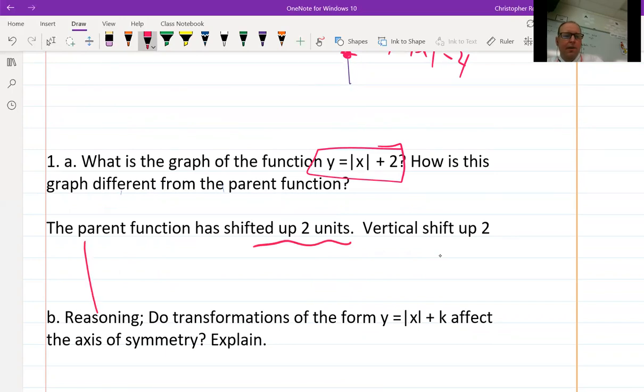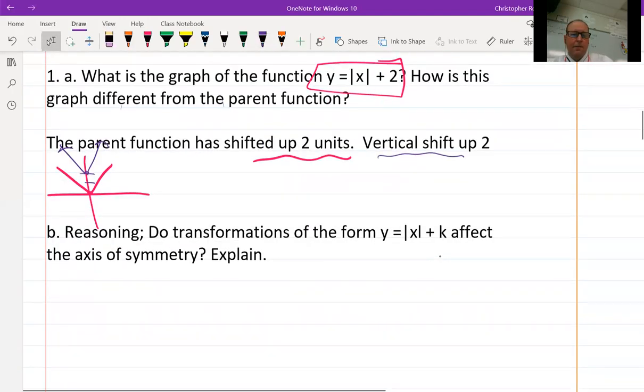Okay, so if we had the parent, and I'll switch color pens here, that means I go up 2, and then I put this one on here. So it's a vertical shift up 2. And that's how we talk about it. It's a vertical shift. Very academic in our language with it. We know it goes up 2, and moving up is moving vertically. So we get that kind of taken care of.